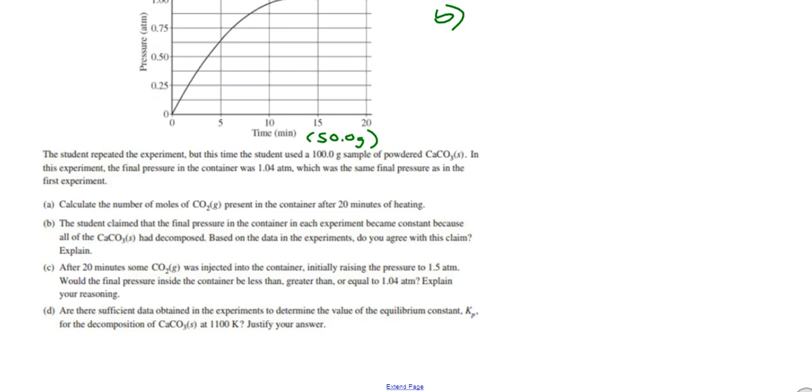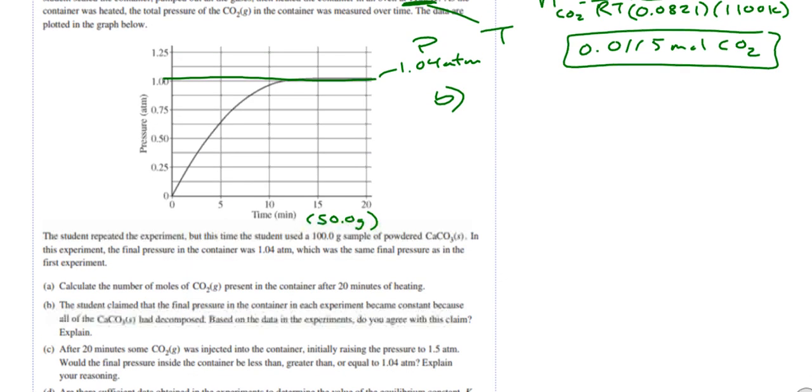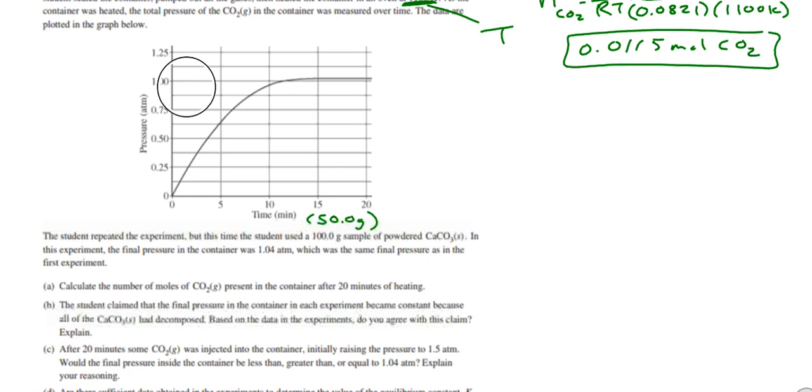Okay, as we're finishing that up, letter C. After 20 minutes, some CO2 was injected into the container. So after 20 minutes, here we go. I'm right here, and now I'm putting in some more CO2, and this is basically all CO2. And how do I know that? Because that's the only gas in this equation. The other ones are both solids.